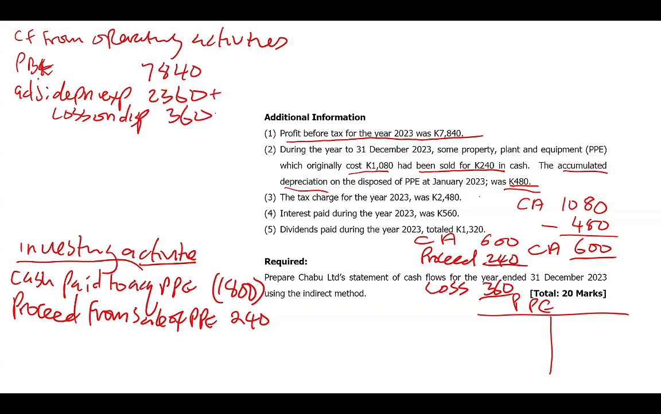These figures are being added to profit before tax. But you don't have to put a plus. I'm just showing you they have to be added because they reduced that profit before tax earlier. Okay.